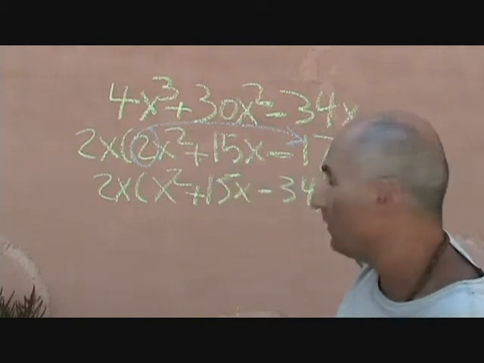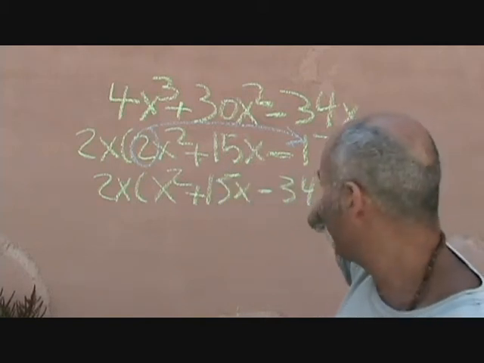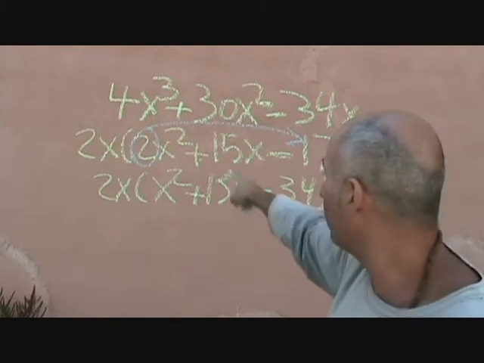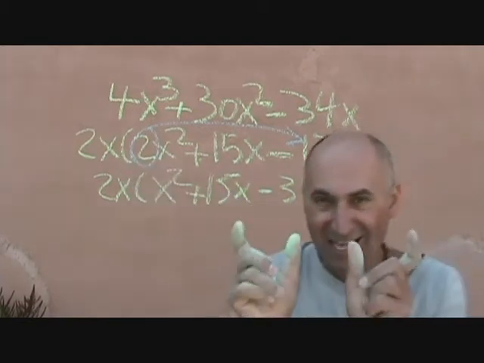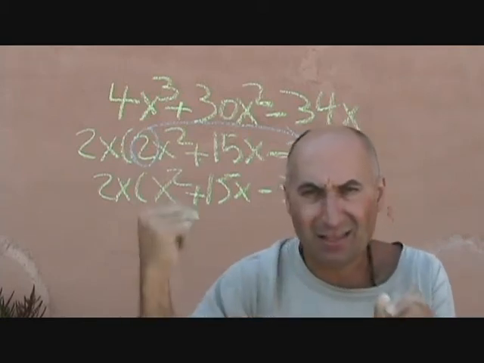So step number one, multiply it out. Step number two, factor that thing out, right? Step number three, drop the 2 back in. Step number four, factor out whatever's inside the brackets and dump it.